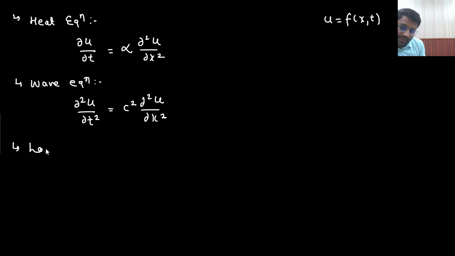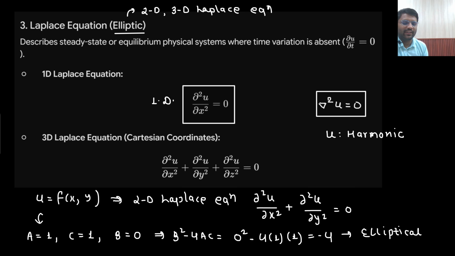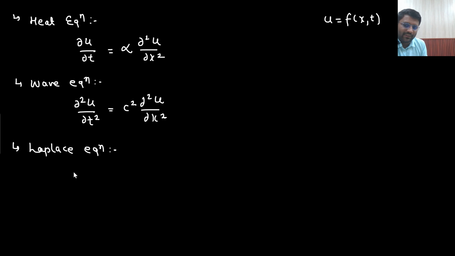Sir, what about the Laplace equation? So in the Laplace equation, u can be a function of t, but there will be no time variation. So you should say that u is actually not a function of t. U will be only the function of space, and double differentiation with respect to space will be equal to 0. That is 1 dimension.